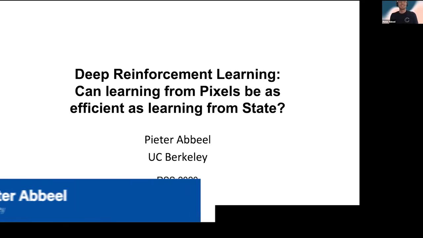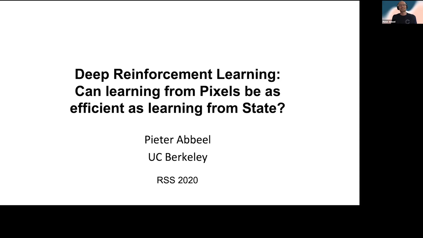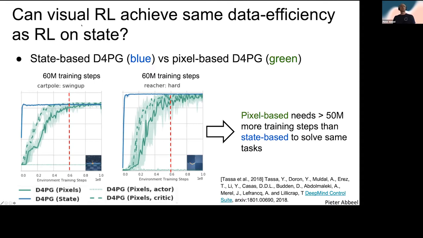Good. So the question I want to discuss in this presentation is, when we do deep reinforcement learning, can we learn as efficiently from pixels as we can from state? We started working on this project about 6-9 months ago. And this was our starting observation at the time.